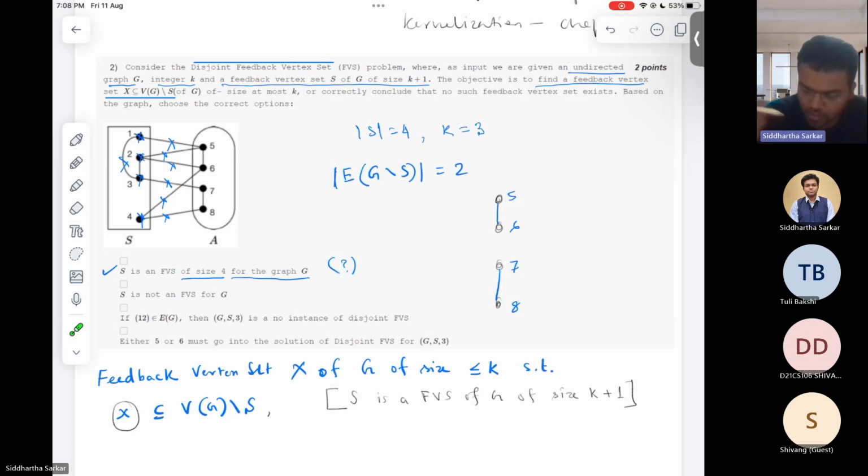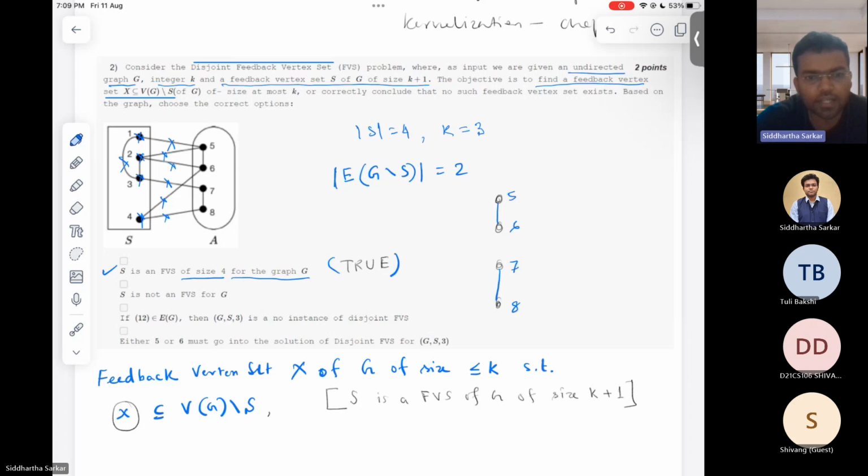Yes, so you are convinced. Now you are convinced that yes, this is a feedback vertex set of size 4. So therefore, we will write this: this is a feedback vertex set of size 4. Statement is true. Fine. So let's move to the next statement.